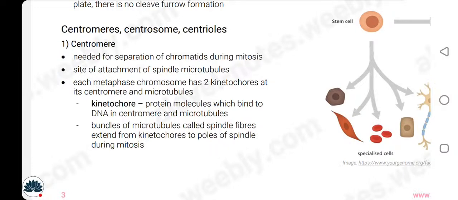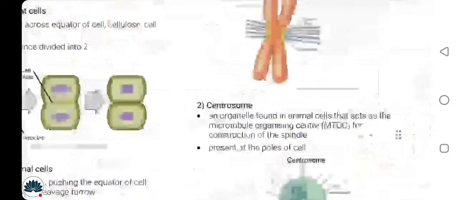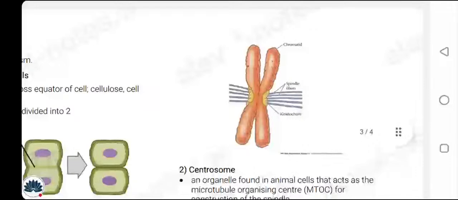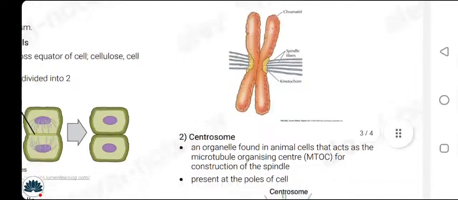Each metaphase chromosome has two kinetochores at its centromere, and microtubules attach there. What are kinetochores? Protein molecules which bind to DNA in the centromere and to microtubules. Bundles of microtubules called spindle fibers extend from kinetochores to the poles of the spindle during mitosis. And this is the diagram where the kinetochores are visible to you. The kinetochores are at the side of the centromere, attached to the spindle fibers.